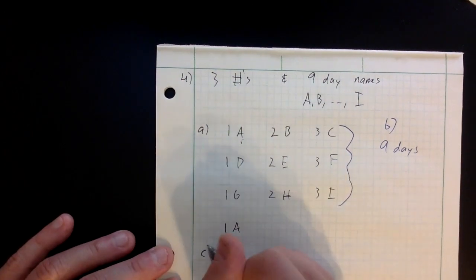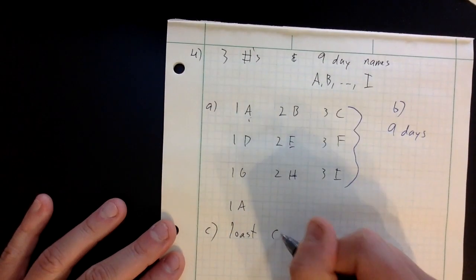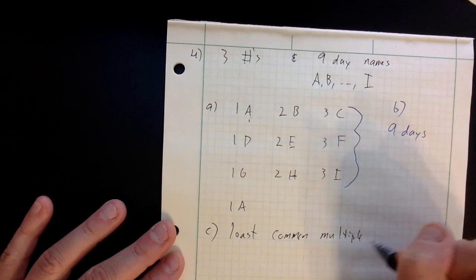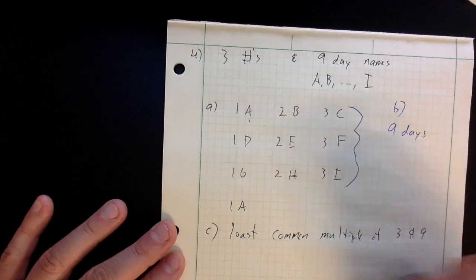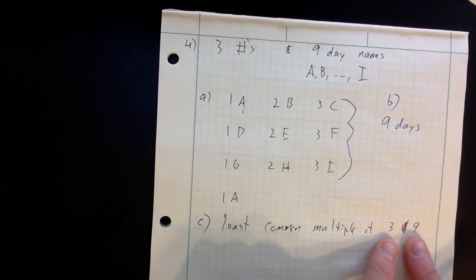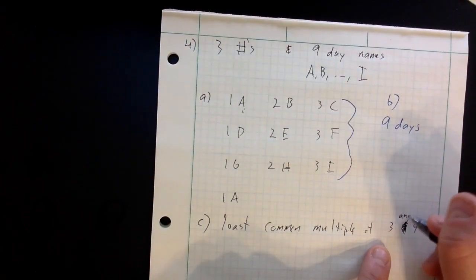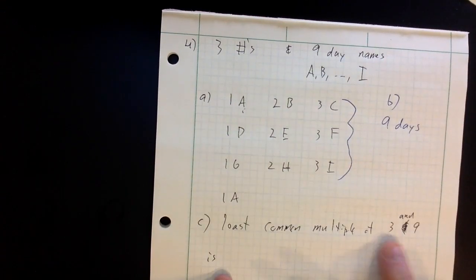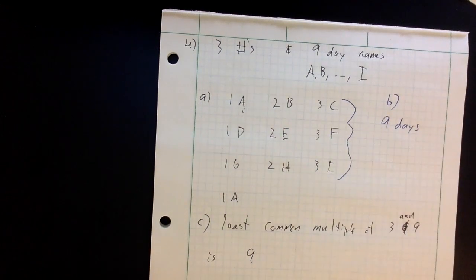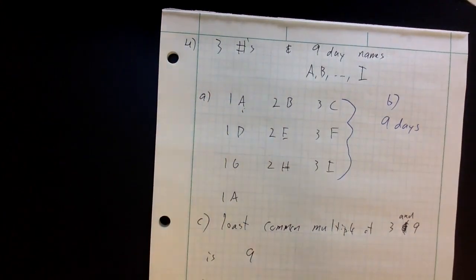And on this problem, part C, we're looking for the least common multiple of 3 and 9. I said in the last problem, the smallest it could be is the larger of the two numbers. And since 3 goes into 9, and 9 of course goes into itself, the least common multiple is 9. So that is going to match up. And for part D, are there any combinations that are not used?